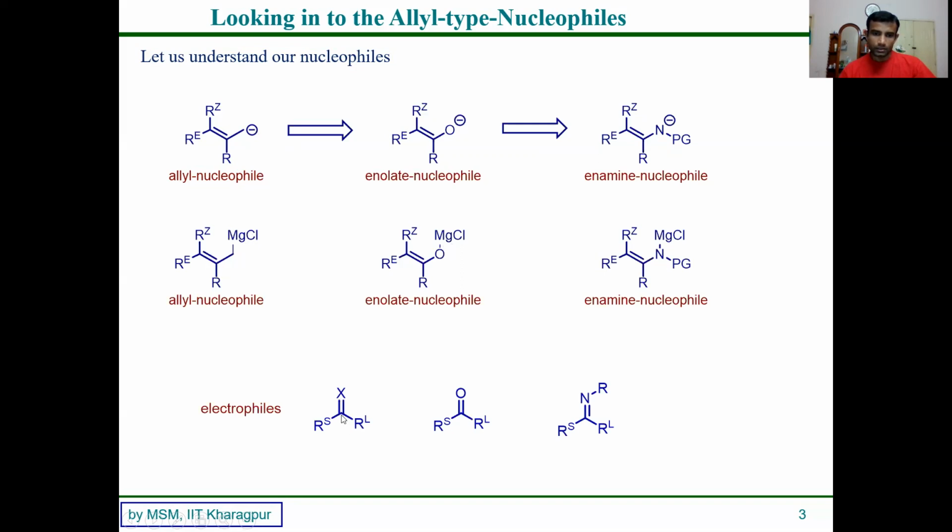Actually, a polarized double bond. It's not C=C, but a polarized double bond, like carbonyl, which includes aldehyde and ketone, and also imine. So we can react all three with either carbonyl or imine. These are the reactions we are going to learn in this video.